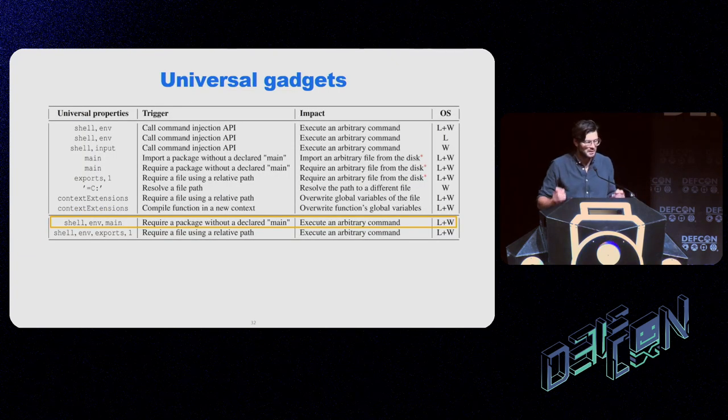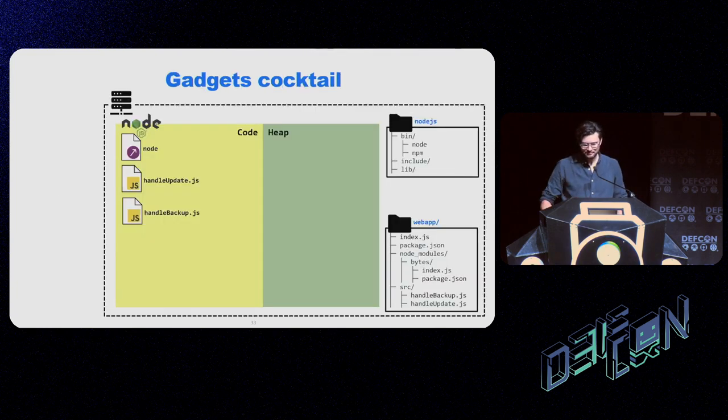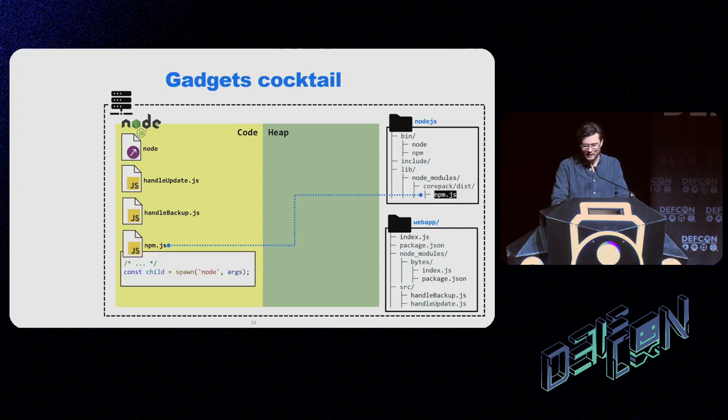Let's see how we can bypass this limitation by combining these two gadgets. The key idea is to use the require gadget to trigger the spawn gadget. To achieve this, we need to find an existing file that executes the spawn function. If we identify a file in the Node.js default distribution, then we increase the impact of the exploit, because every application that uses Node.js already has this file. An example of such a file is npm.js, which runs a Node instance.